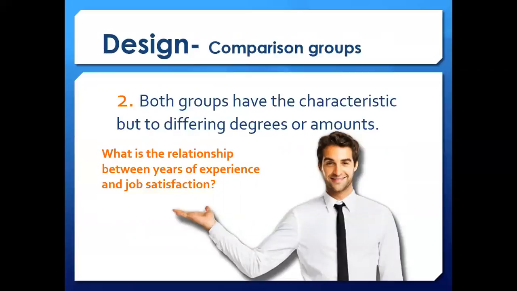So one group is maybe a group of people who've worked for 2 years. That's their degree of experience. Maybe another group is everybody that's worked for 25 years. So all the groups are going to have this characteristic, but to differing degrees. And then they're looking at the years of experience in comparison to job satisfaction. So those are the 2 main ways that we break up comparison groups. Either one does or one doesn't have a characteristic, or they both have a characteristic at different levels.